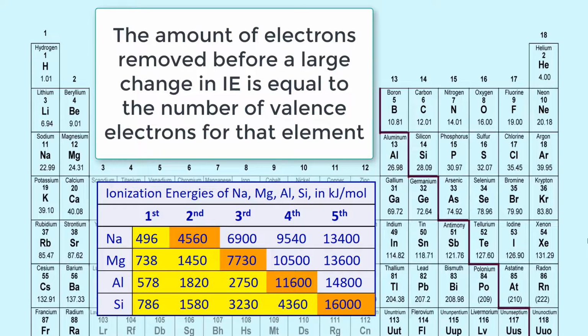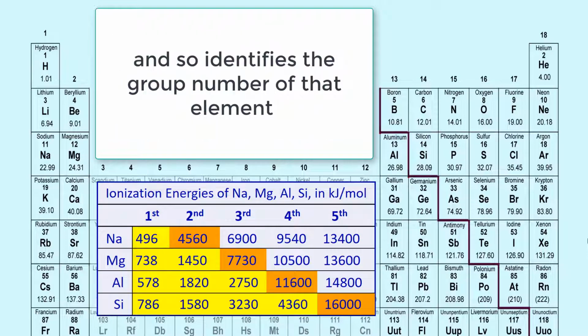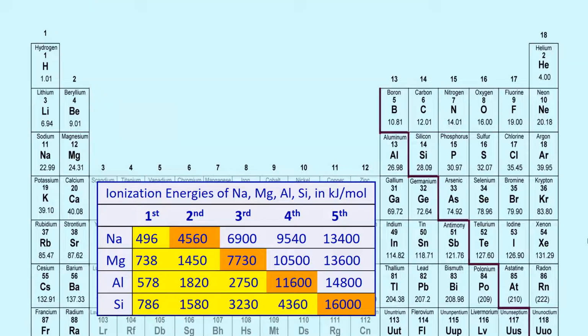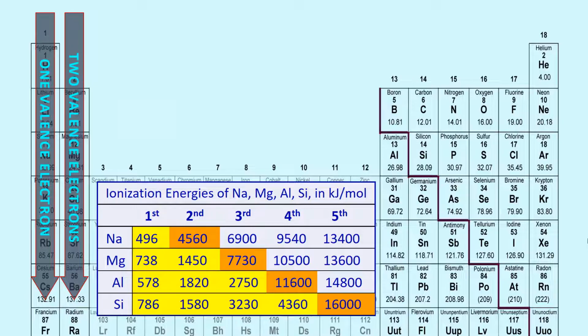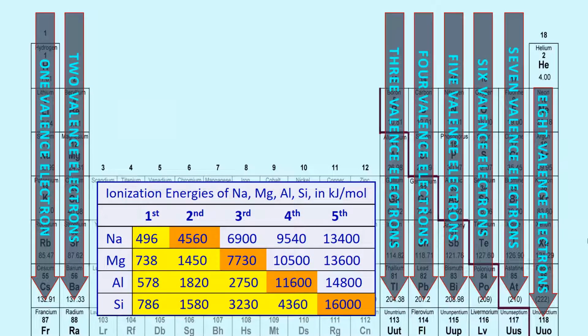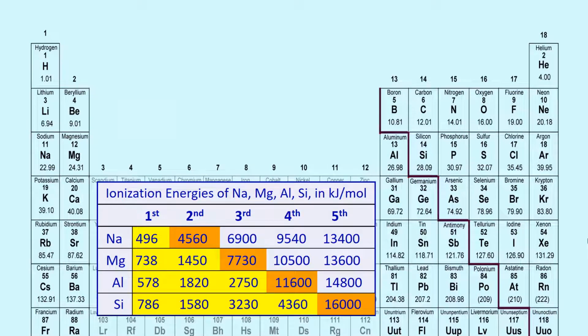Notice that the number of electrons removed before a large change in ionization energy is simply equal to the number of valence electrons for that element, and so identifies the group of that element. Elements with 1 electron removed before a large ionization energy change all have 1 valence electron and so are in group 1. Elements with 2 electrons removed before a large ionization energy change all have 2 valence electrons, and so on. You should be able to determine where the large ionization energy change will occur for any element in groups 1, 2, and 13 through 18 based on their number of valence electrons.